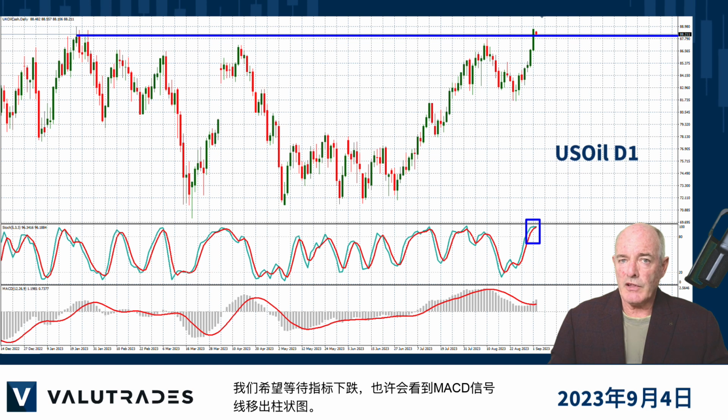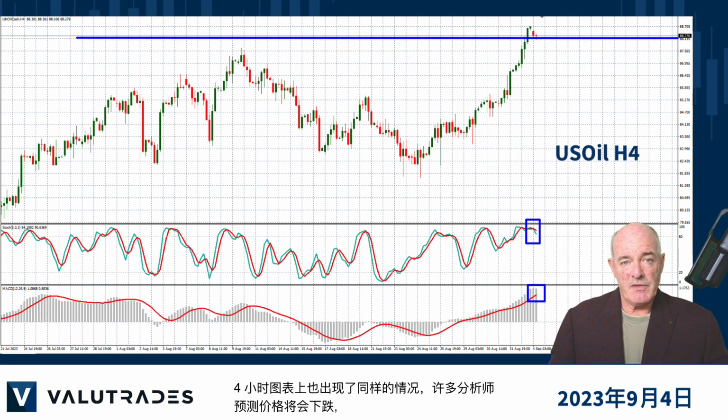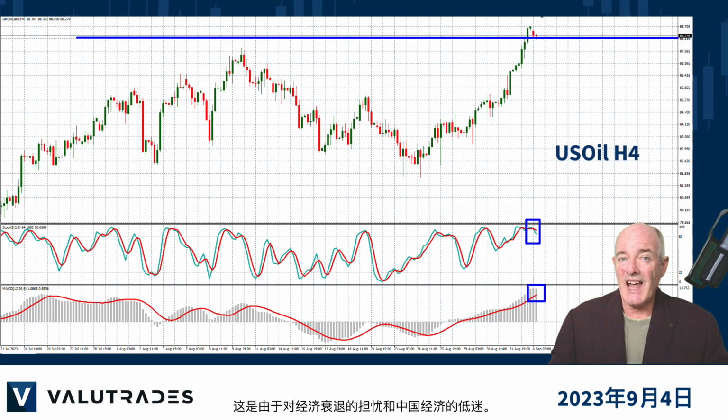We'll want to wait for a downturn in our indicators and perhaps the signal line of the MACD moving out of the histogram. We have the same situation on the 4-hour chart, and many analysts are predicting prices to fall based on recessionary fears and a downtrend in the Chinese economy.